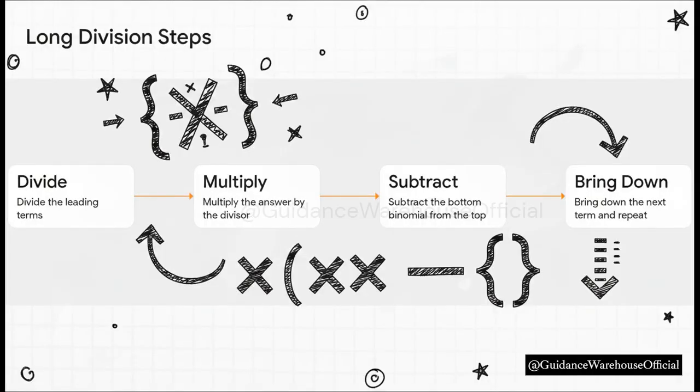Just like standard arithmetic, we set up our division problem and follow 4 core steps. First, you determine the first term of the quotient by dividing the leading term of the dividend by the leading term of the divisor. Second, multiply that answer by the divisor and write it right below the matching like terms. Third, subtract that bottom binomial from the top. And fourth, bring down the next term. You just keep repeating this loop until you hit the very last term of the dividend.